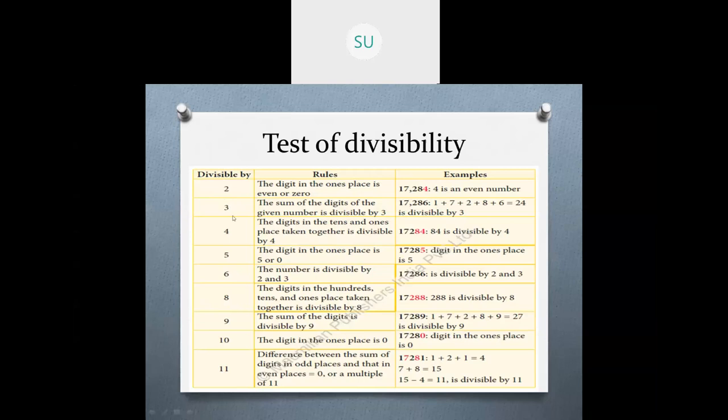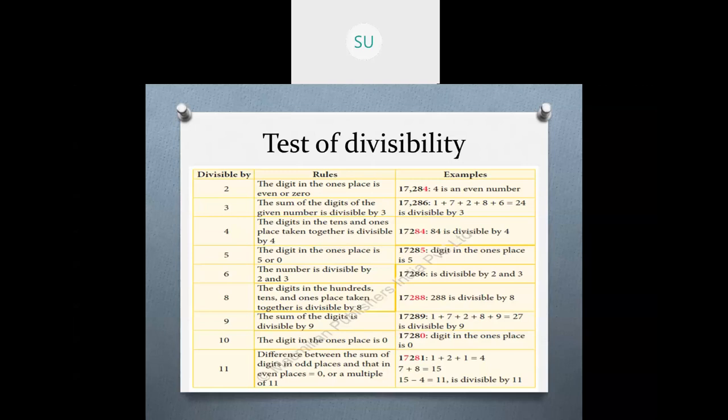Now to see if a number is divisible by 3, what will you do? The sum of the digits of the given number should be divisible by 3. So whichever number they have given you, you have to add all the digits in that number.